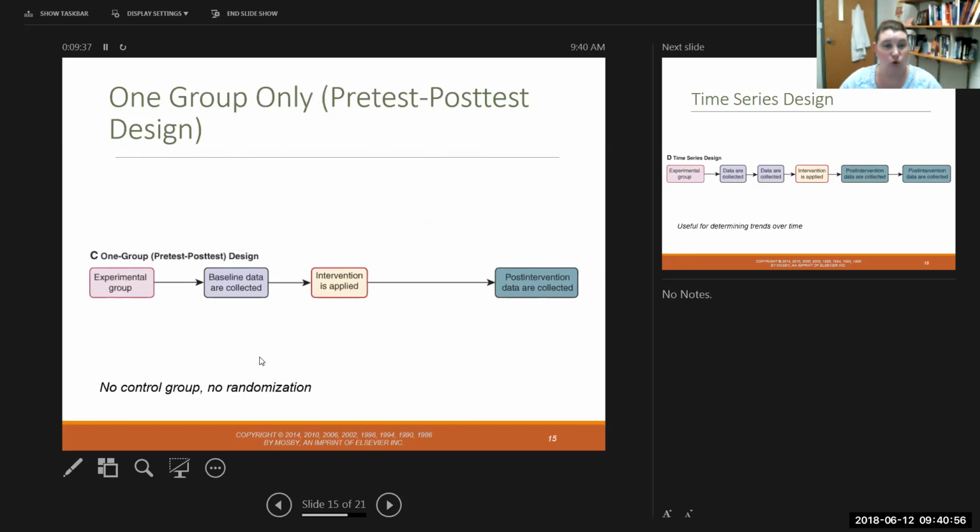Here is a one group only pre-test post-test design. So we have our experimental group, we collect kind of some baseline data, we give them an intervention, and we collect the post data. There's no control group, there's no randomization.